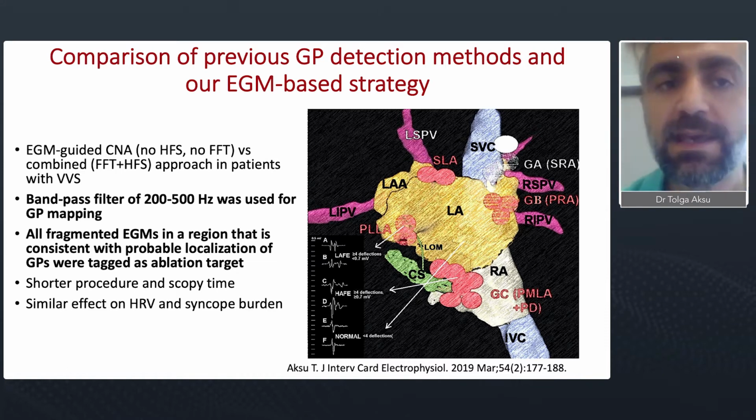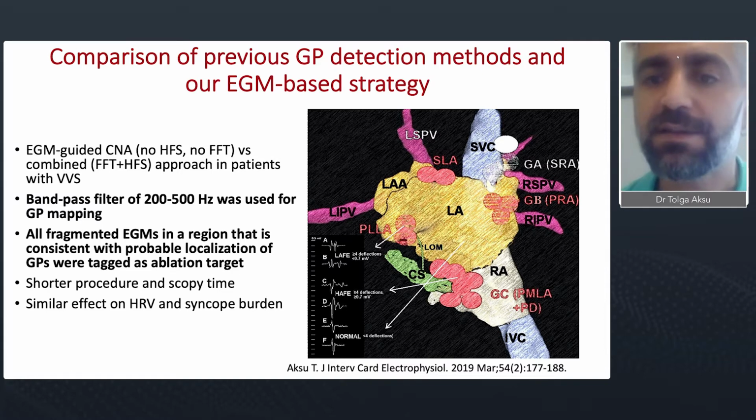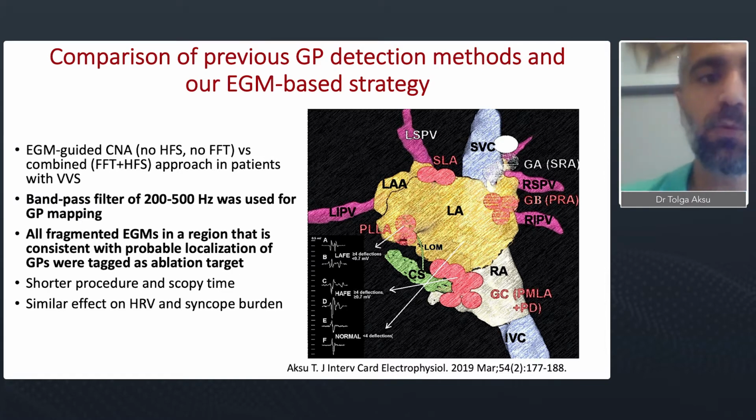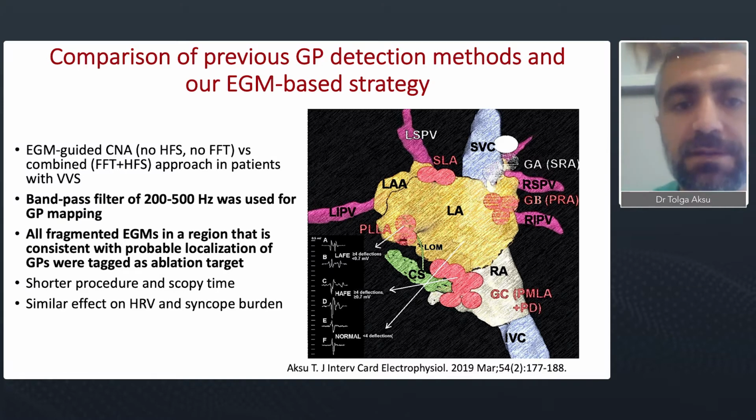And in a comparison study, we compared a pure electrogram-guided cardioneuroablation strategy with a combination of spectral analysis plus high-frequency stimulation, and we found that actually our current technique related to a shorter procedure and scopy time with a similar effect on heart rate variability and syncope burden. So we completely changed our technique. We just use fragmented electrograms.